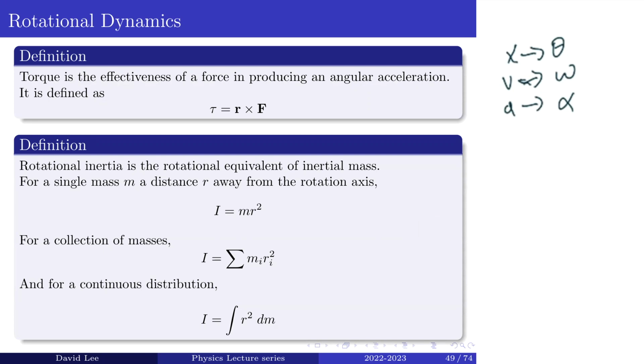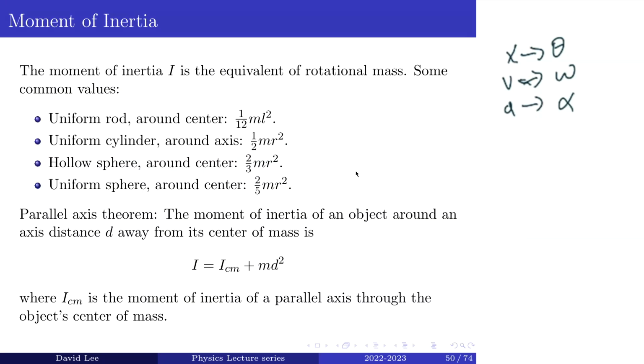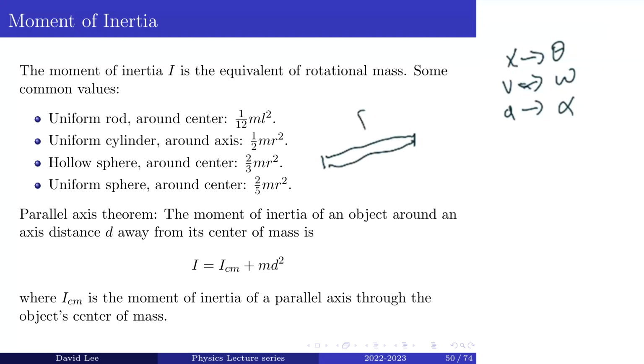All right. So now we can get to why. Oh, first of all, some formulas. So common ones. Uniform rod around its center. So like this. Cylinder around its axis. So sort of like this.